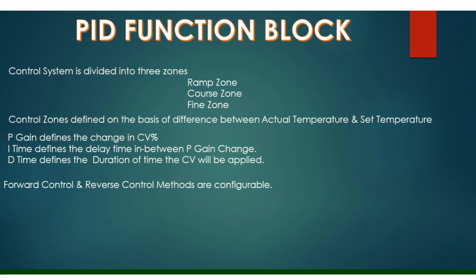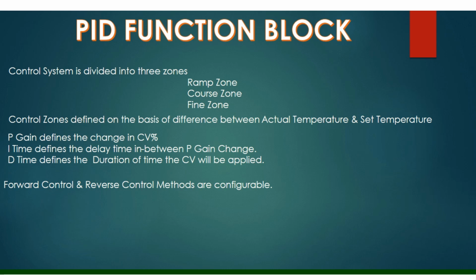The P gain defines the change in the CV percentage. The I time defines the delay time in between the P gain changes, and the D time defines the duration of the time the CV will get applied.